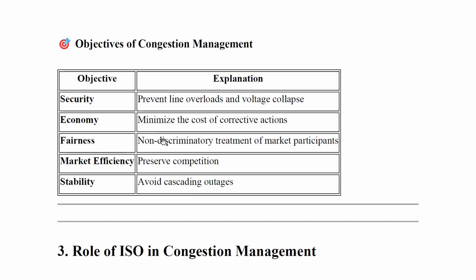What are the main objectives of congestion management? If you take security objectives, it prevents line overloads as well as voltage collapse. If you take economy, we need to minimize the cost of corrective actions. Otherwise, the cost of the transmission goes high.